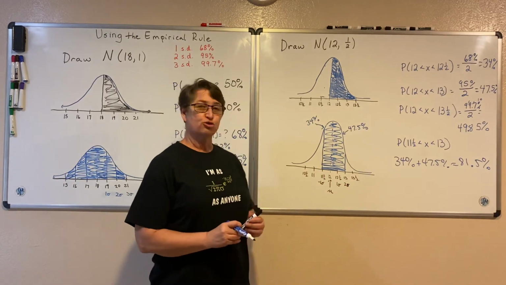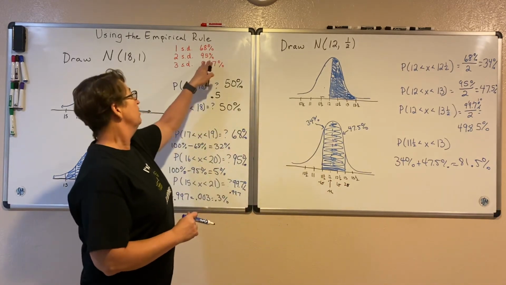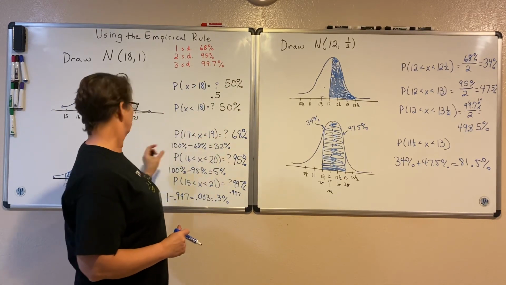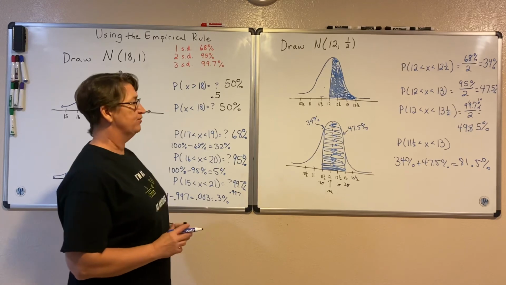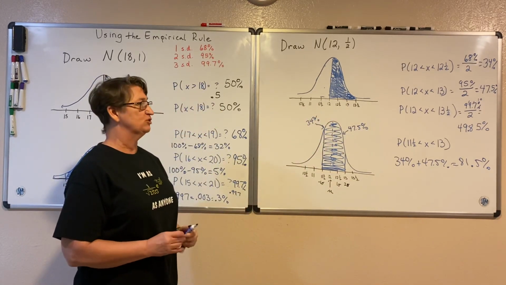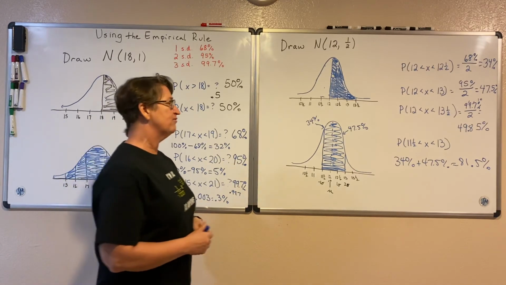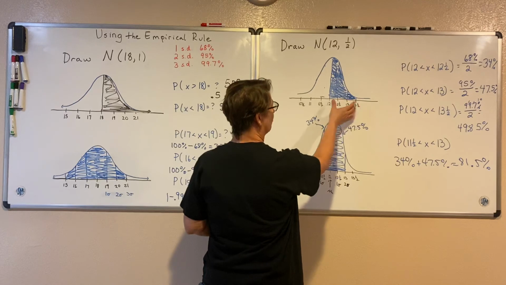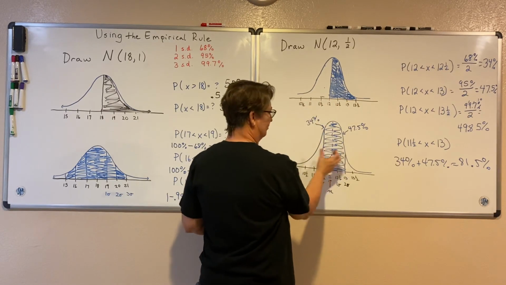So you can use your empirical rule to help you to find different probabilities between our values, if you just use those standard deviations to help you. And you can even, because it is symmetric, begin to look for halves to help you to determine those things.